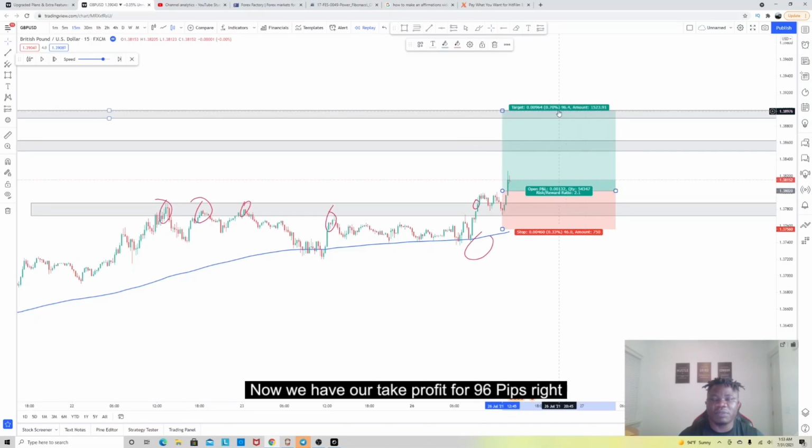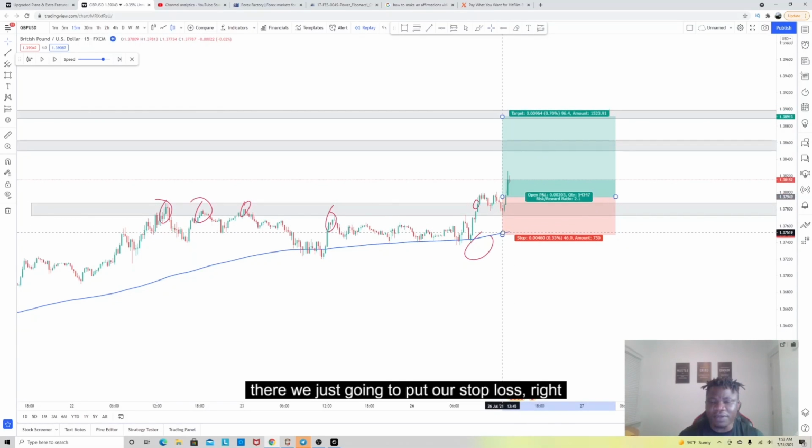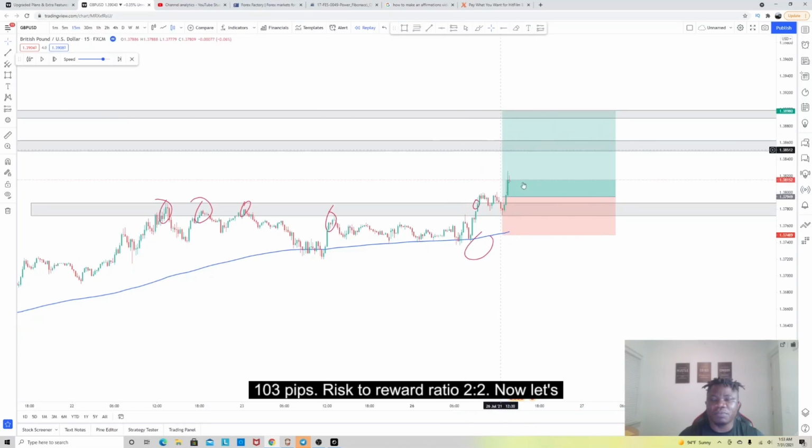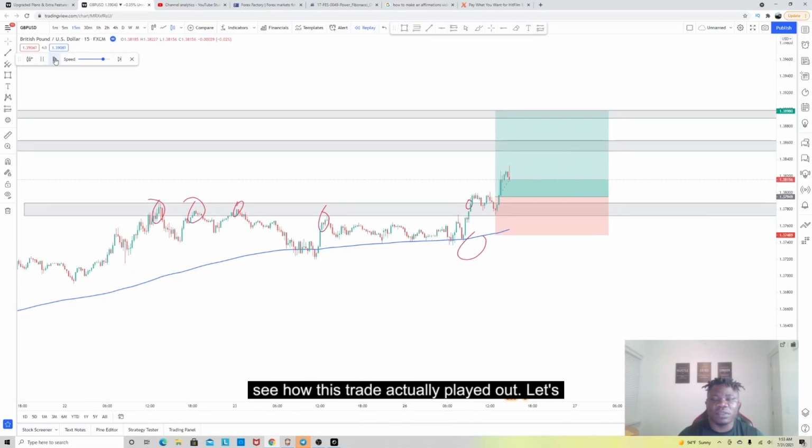Now we have our take profit for 96 pips right there. We're just going to put our stop loss right below the 200 EMA right over here. We got that for 46 pips, and our take profit target is going to be right over here. We're looking at 103 pips, risk to reward ratio 2:2. Now let's see how this trade actually played out.